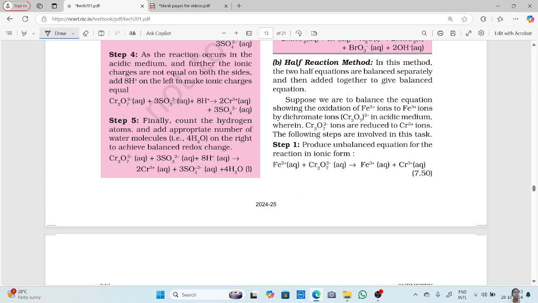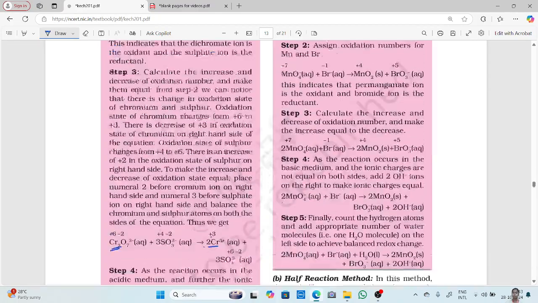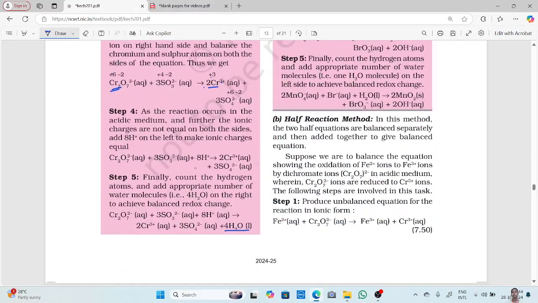Now finally count the hydrogen atoms and add an appropriate number of water molecules on the right to achieve the balanced redox reaction. Count the number of hydrogen atoms and add an appropriate number of water molecules towards your right hand side to balance the hydrogen atoms. Hence you will balance the overall reaction. So 8 electrons, 8 hydrogens, so 4 water molecules, because 4 into 2 is 8. So 8 hydrogens are there. Similarly one more problem is given here. You can go through the problem later.